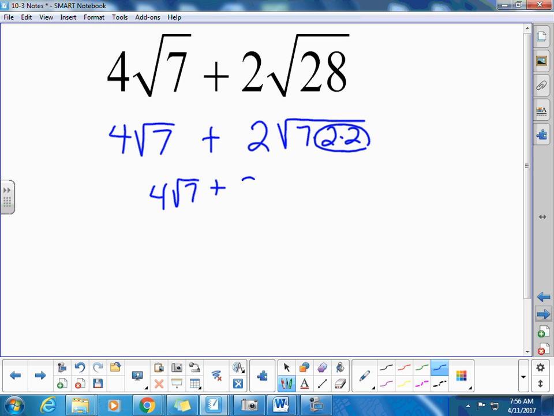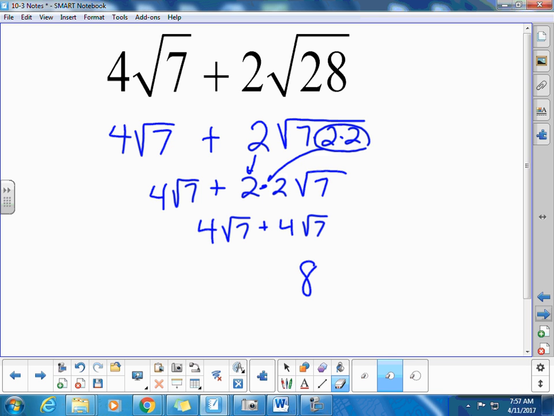So I already have this 2 right here, and a pair of 2's, times is multiplication. Some people all of a sudden switch it to addition, but it's not, even though you get the same answer there, because 2 plus 2 is the same as 2 times 2. It's multiplication. And what's left in there? 7. So I have 4 square roots of 7 plus 4 square roots of 7. And that equals, oh, that's a crazy 8, 8 square roots of 7.